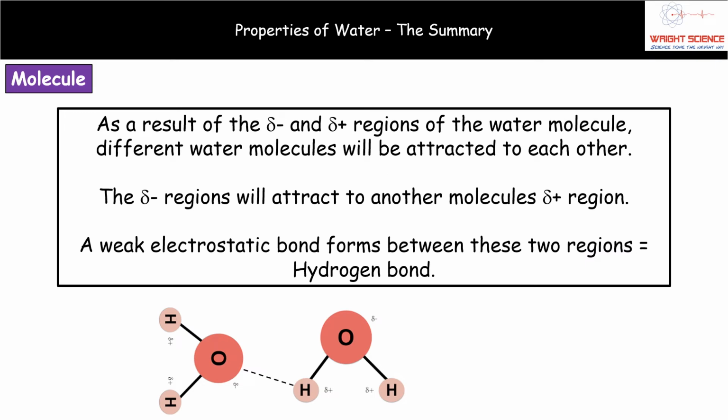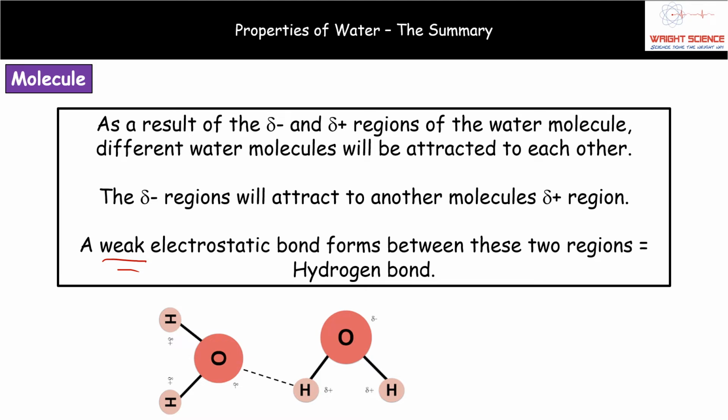Because we've got these delta negative and delta positive regions on each water molecule, what we actually find is that different water molecules are going to be attracted to each other, because opposites attract. So the delta negative region on one water molecule will attract the delta positive region on a different water molecule. And as a result of that attraction, we get this weak electrostatic bond forming between them. And that weak electrostatic bond is called a hydrogen bond.